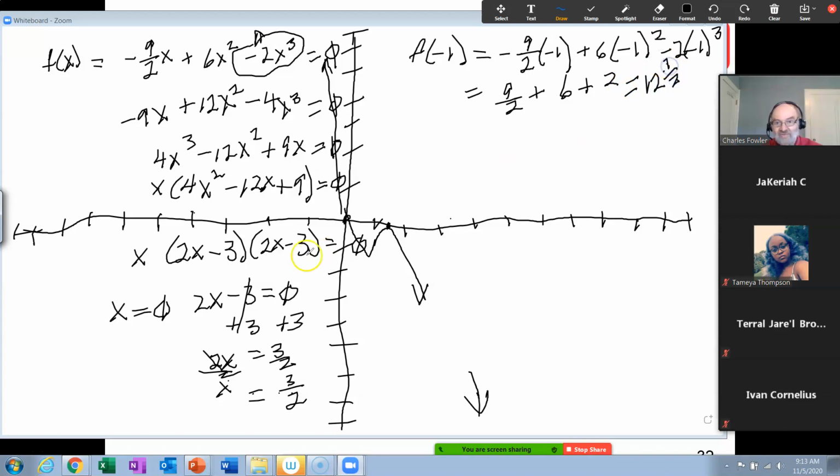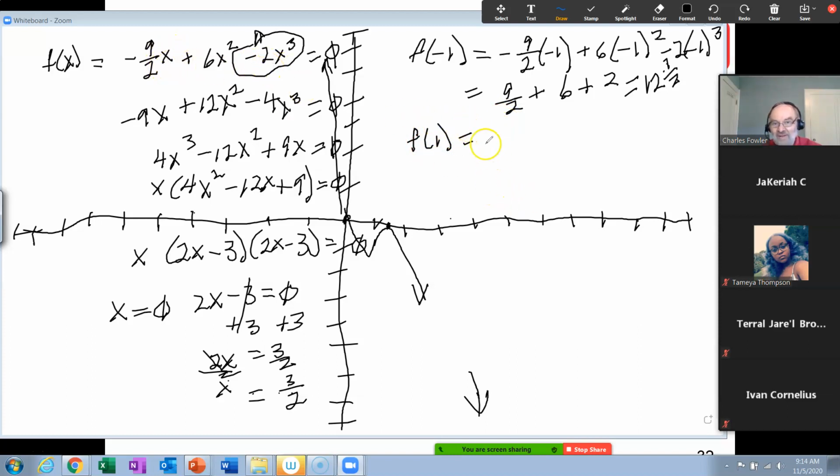Okay, so when x is -1, we're way up there, so our end behavior looked like it was right. Now we're going to do a number in between the two zeros. Well, x equal 1 looks like a good one. So f of 1. Now, if you remember what I said a little bit earlier, that's just your coefficients.